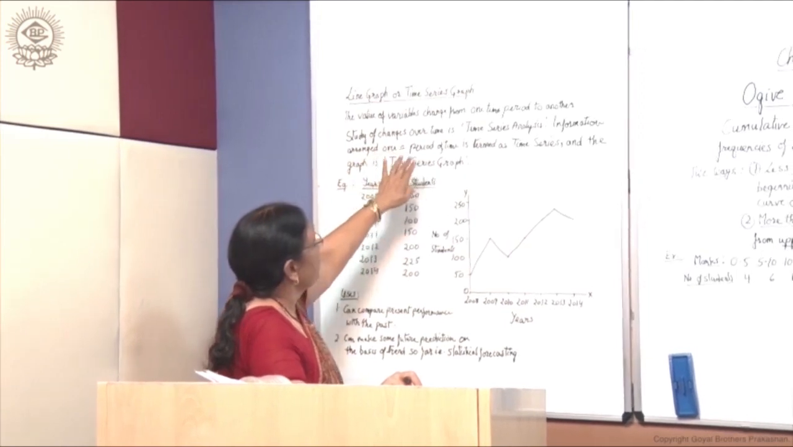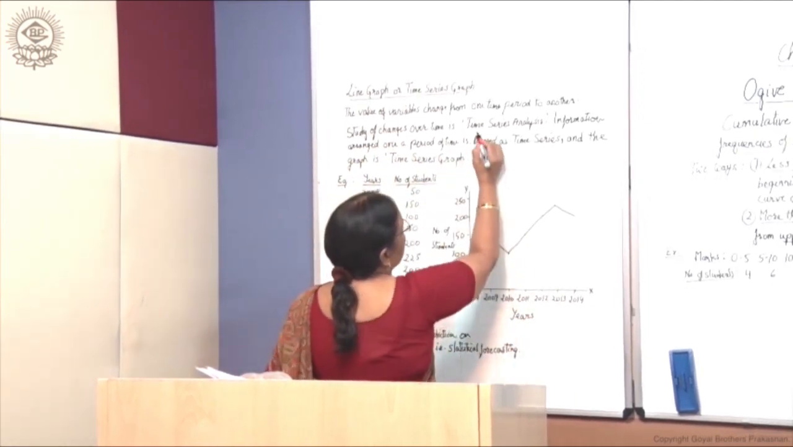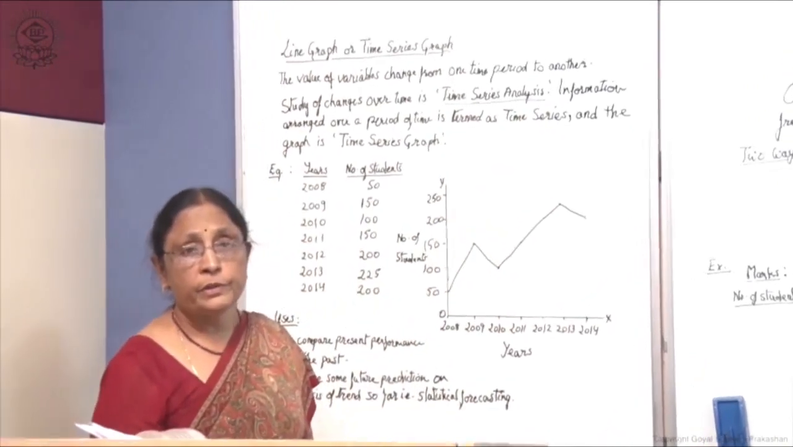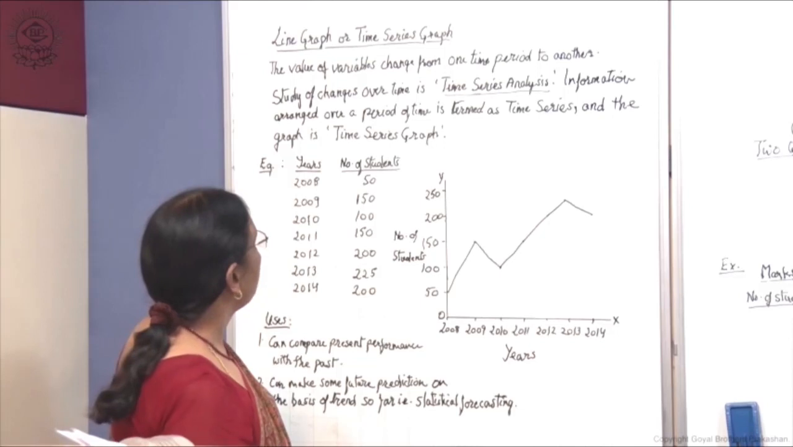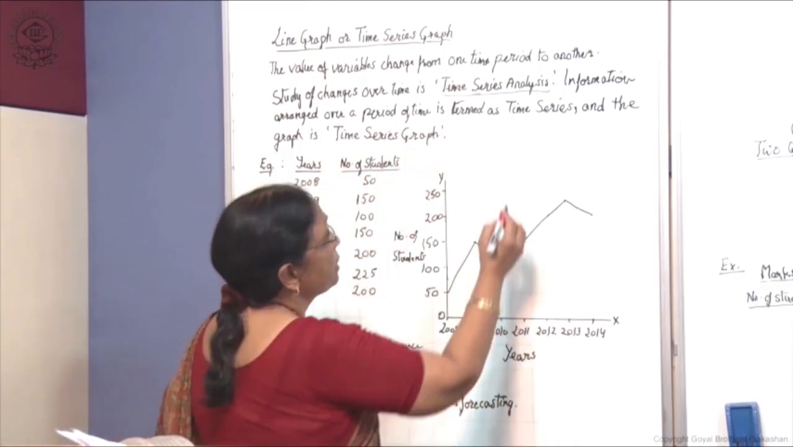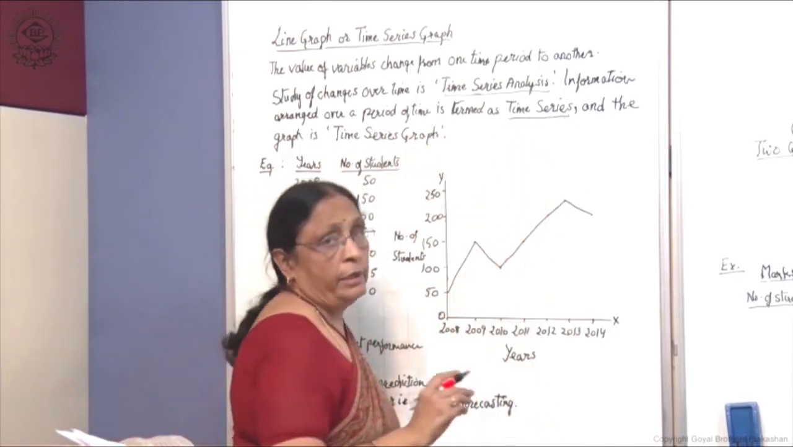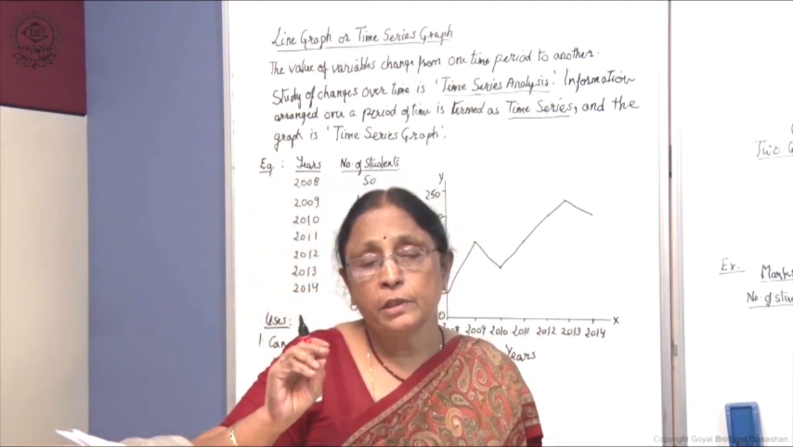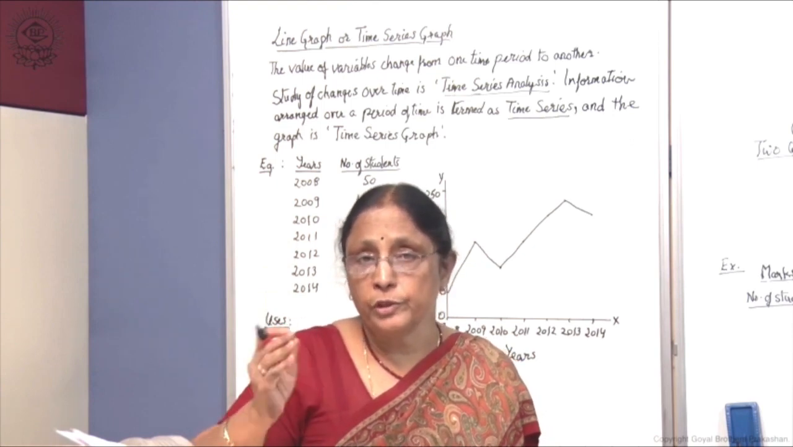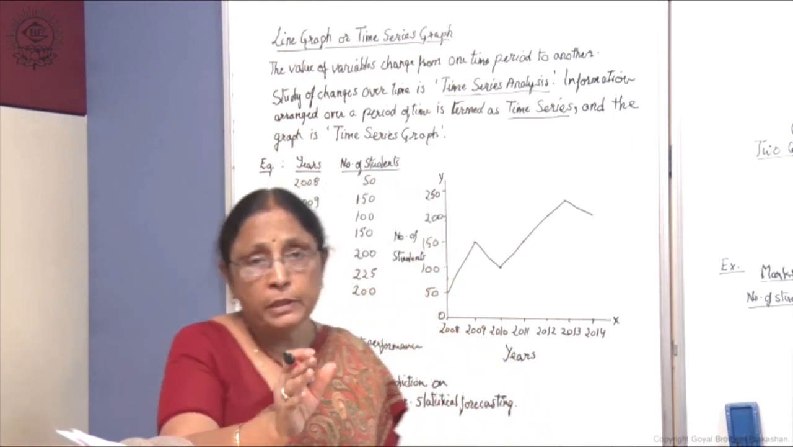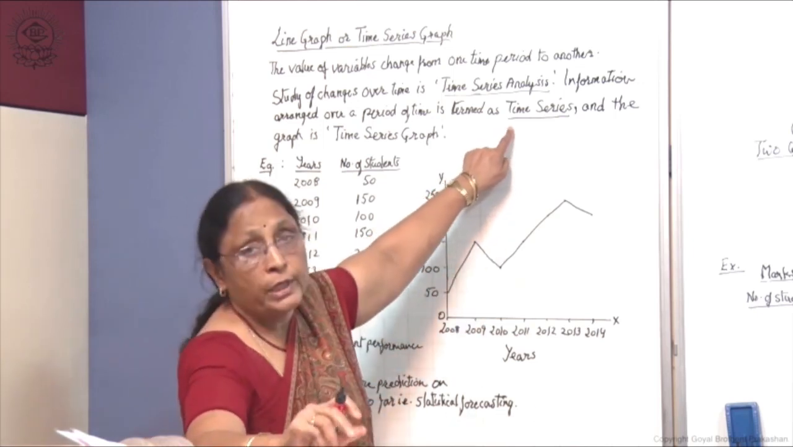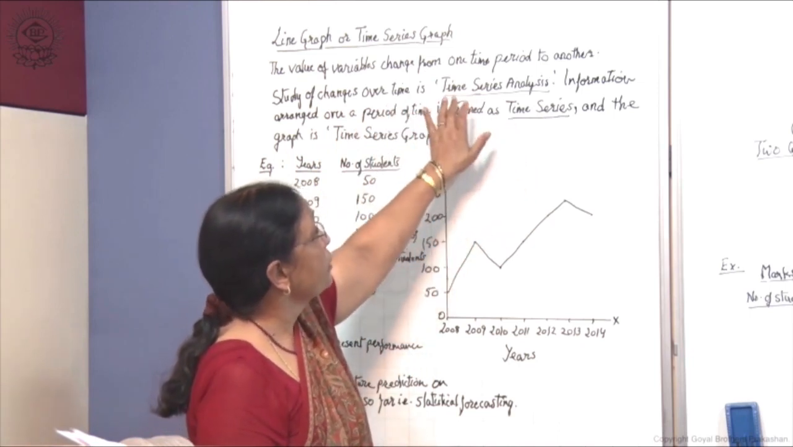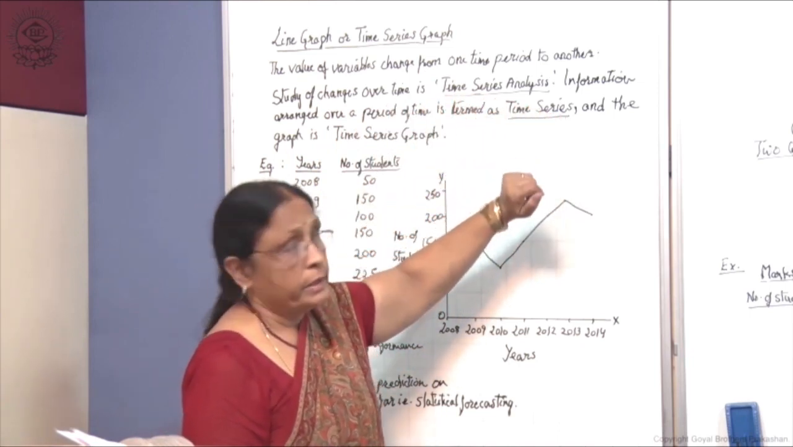Study of changes over time is time series analysis. When we study the changes over time, this is known as time series analysis, and information arranged over a period of time is termed as time series. Information gathered or arranged over a time period, that means time period like 2001, 2002, 2003, what are the values or what are the variables in different time periods, then it is known as time series. And when we are doing the study of the time series, then it is known as time series analysis.